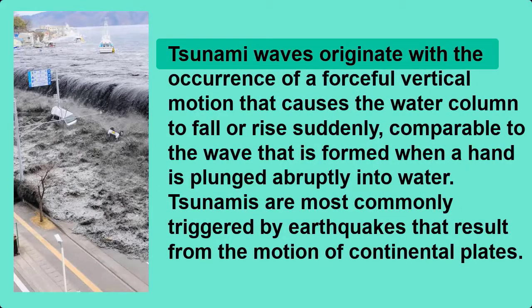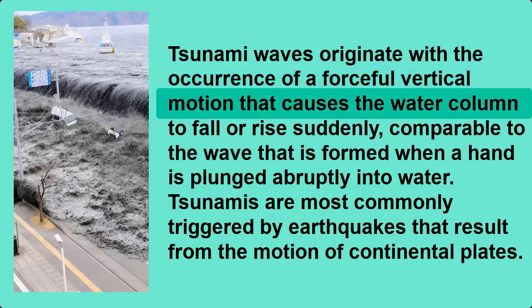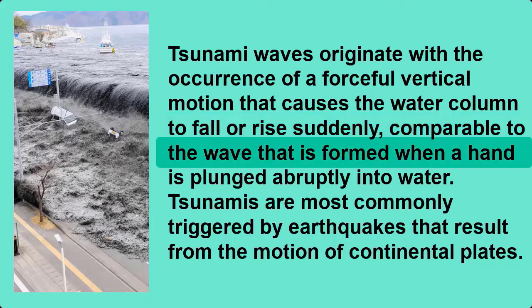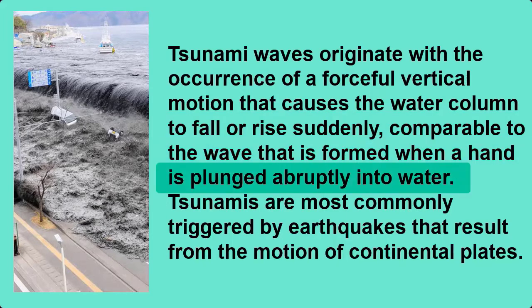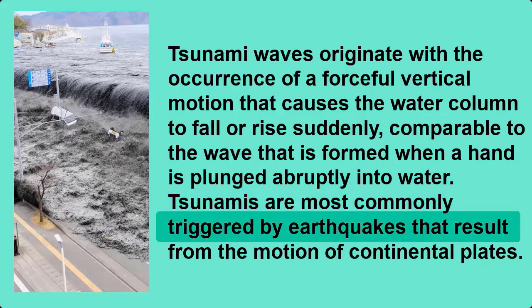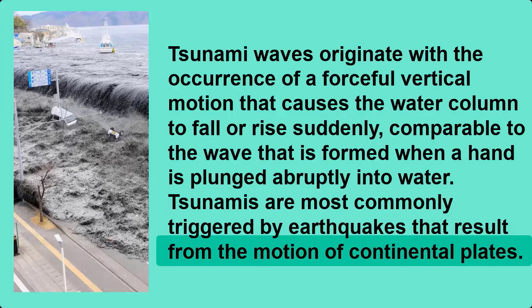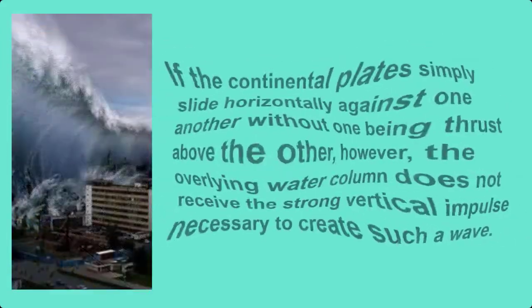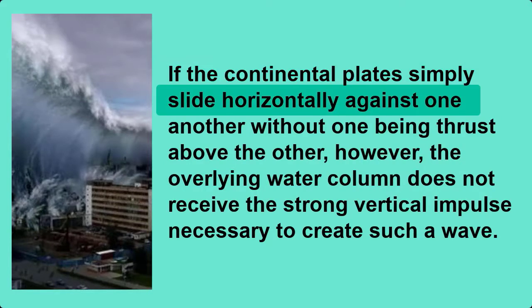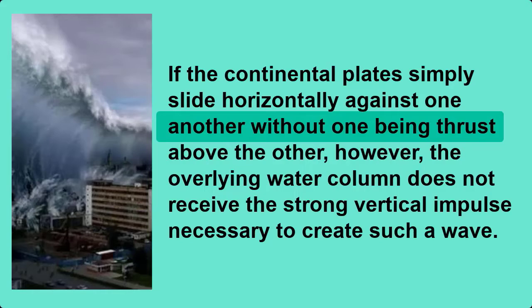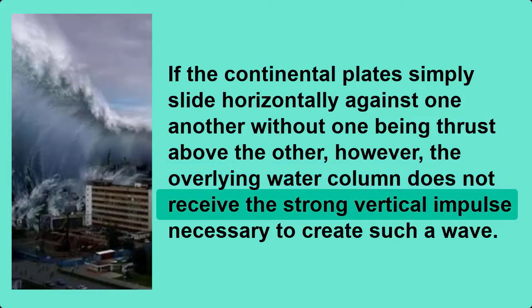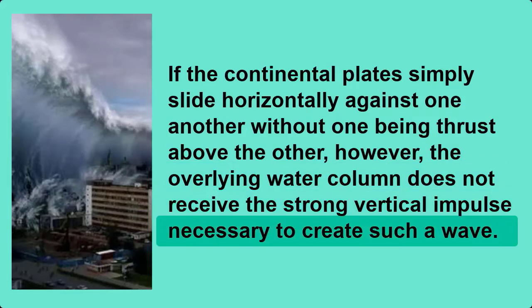Tsunami waves originate with the occurrence of a forceful vertical motion that causes the water column to fall or rise suddenly. Comparable to the wave that is formed when a hand is plunged abruptly into water. Tsunamis are most commonly triggered by earthquakes that result from the motion of continental plates. If the continental plates simply slide horizontally against one another without one being thrust above the other, however, the overlying water column does not receive the strong vertical impulse necessary to create such a wave.